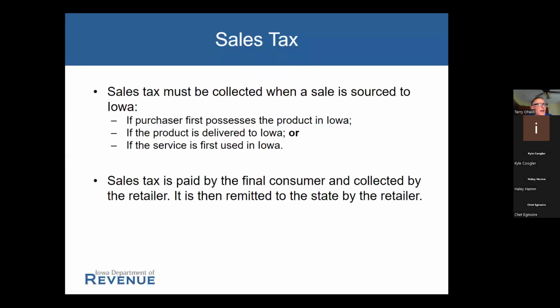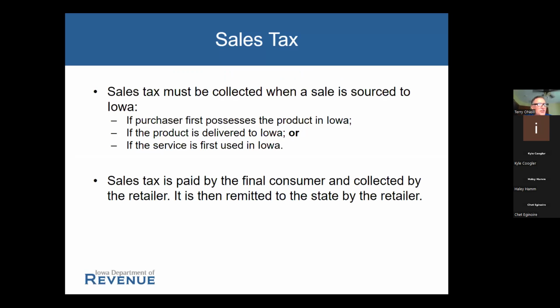Starting out with sales tax. A couple of things here that's just some basic information to start out with. Sales tax must be collected when a sale is sourced to Iowa. And what are we talking about when we say sourced to Iowa? We're saying that if a purchaser first possesses the product in Iowa, that's going to be sourced to Iowa. What I'm saying here is if you were to purchase some tangible personal property that's taxable and you take delivery here or you take possession here in Iowa, that's going to be sourced to Iowa.